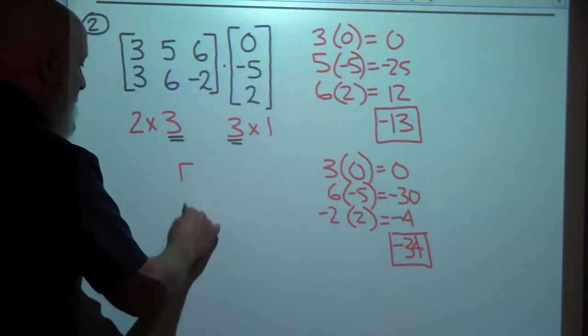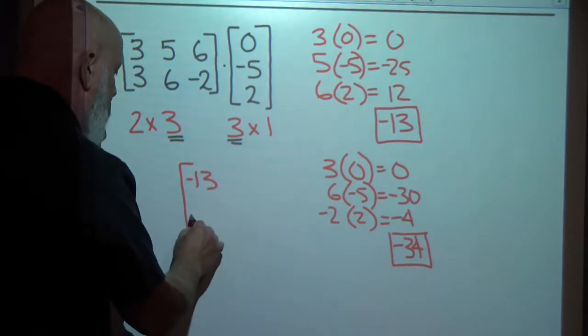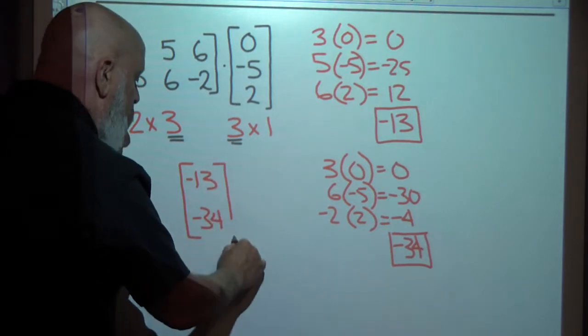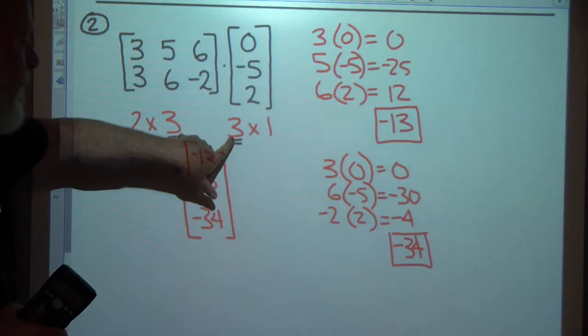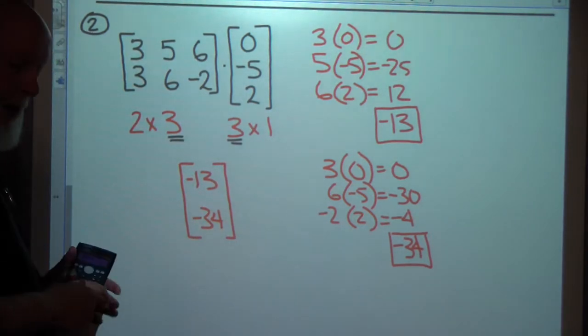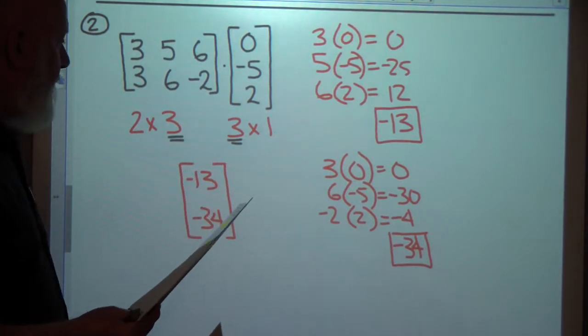So negative 13, negative 34, if I haven't made any arithmetic mistakes. So I saw that I could multiply them together because these two were the same. And I was expecting a 2 by 1, which is what I got. And let's see if that's correct. Negative 13, negative 34, yay!